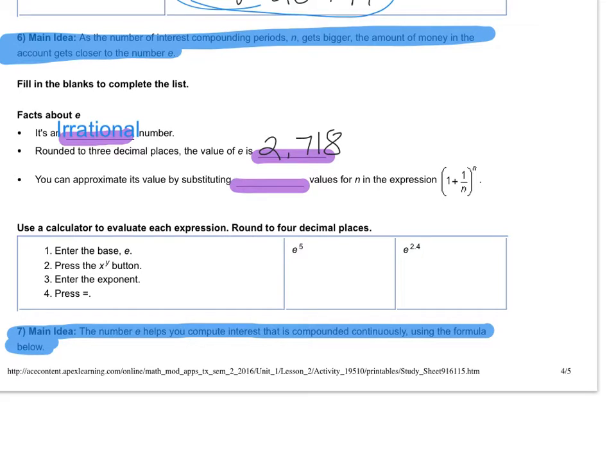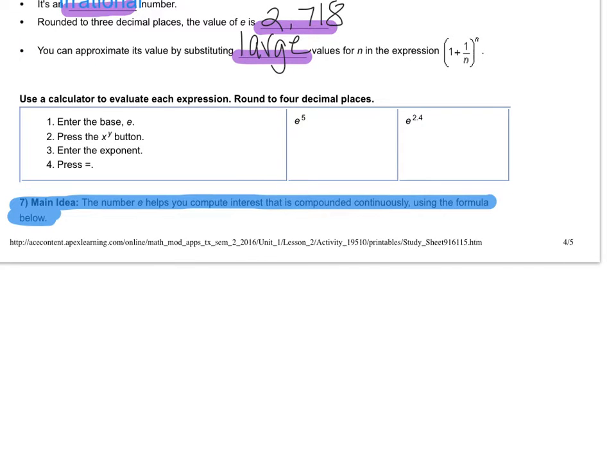You can approximate its value by substituting in large values for n in the expression 1 plus 1 over n, raised to the n power. So right here, the word is going to be large. Now, the next thing tells us to use the calculator to evaluate each expression, and we're going to round to 4 decimal places. So let's talk about how we do this inside of our calculator. We're not going to use those values. Instead, here's what we're going to do.